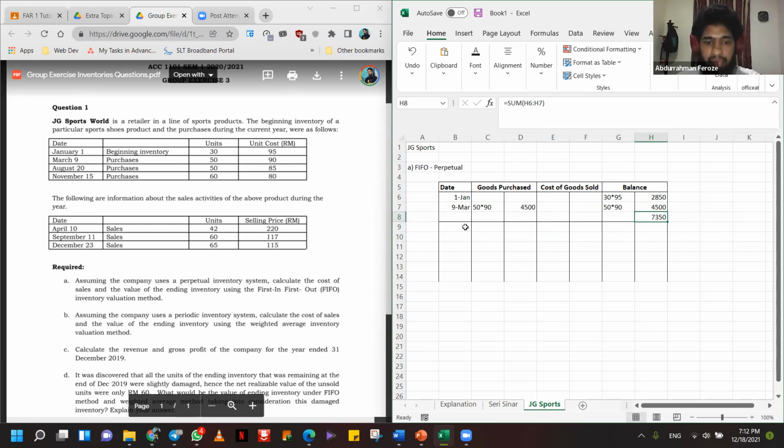Now on 10 April, we make a sale of 42 units. So we sold 42 units. Now, based on what we did in the last question, how will these 42 be divided? We have two batches of products. One is costing 95, one is costing 90. So what should be done here? Can one of you answer?